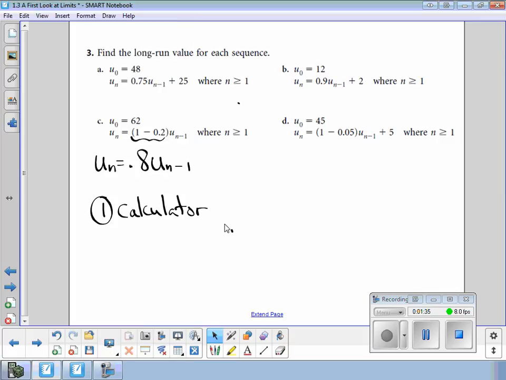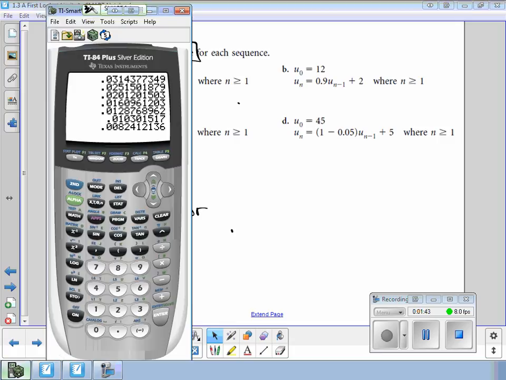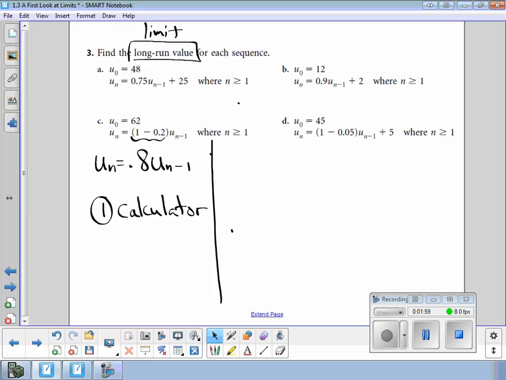That's really what they mean by long-run value, is they mean find the limit. That's the definition of the limit, is the long-run value. So you could see that we're getting very, very small decimals. So it looks like it's approaching 0. So that's the long-run value, 0. That's method 1. Limit of C is 0.